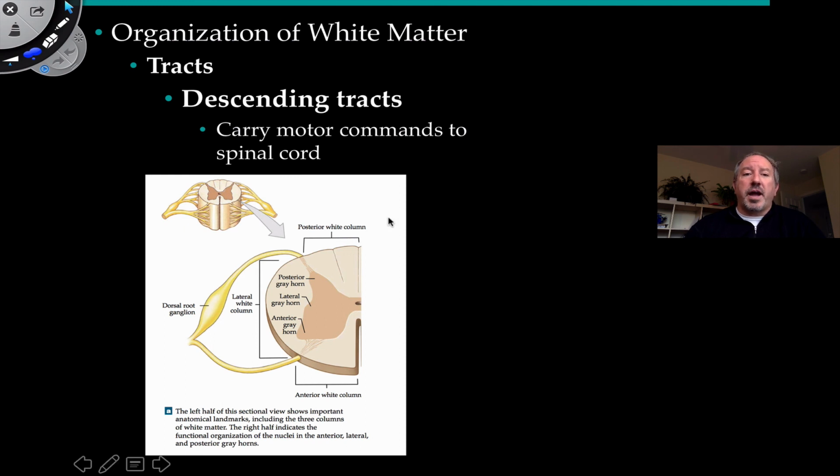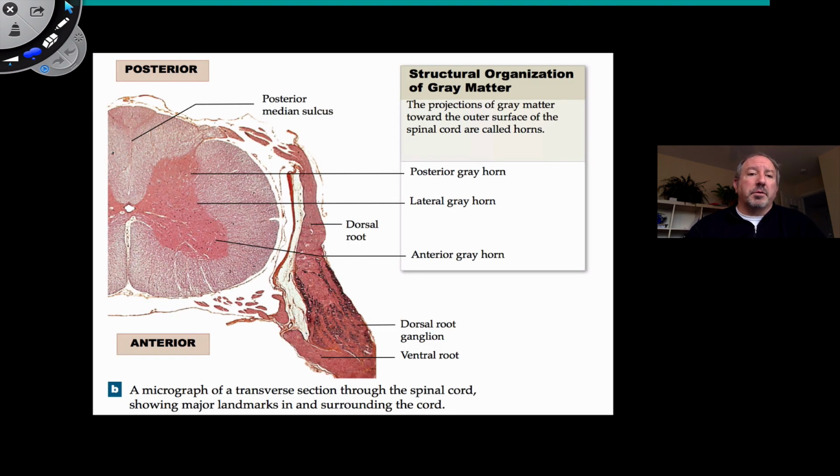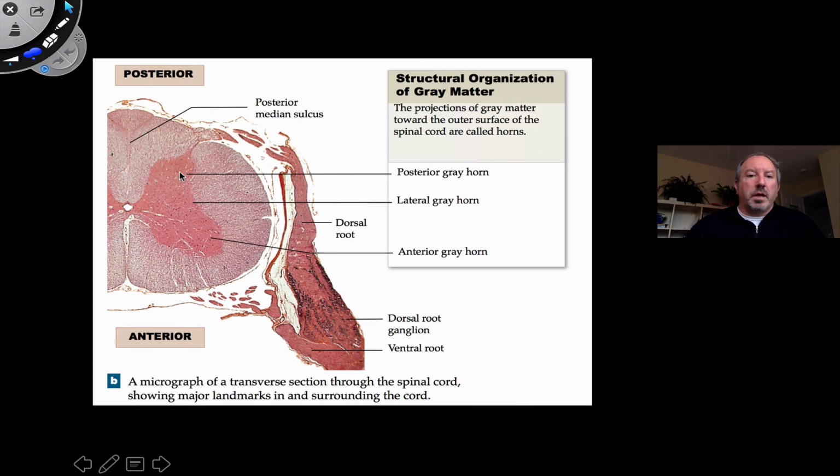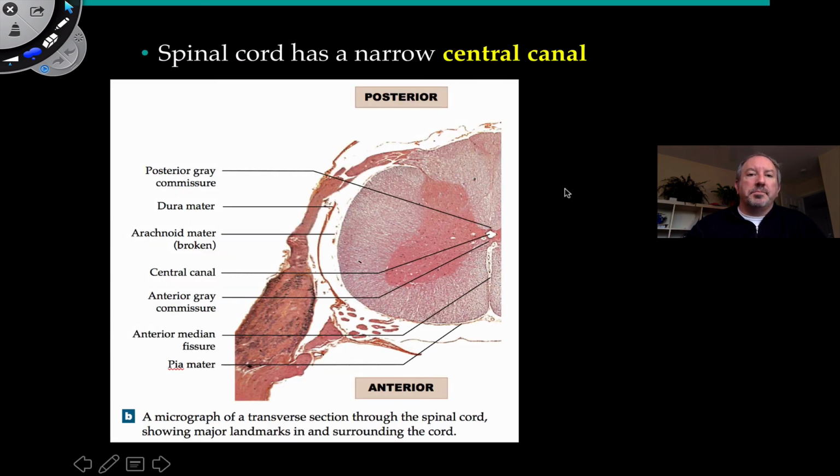And then descending tracts are carrying information, or basically motor commands, to the spinal cord or in a downward direction. Descending tracts and ascending tracts inside the white matter of the spinal cord. And again, you can see here, light microscope, the gray matter has a darker color and the white matter is a little bit lighter over here. And you can see this is emphasizing the horns of the gray matter. That's pretty cool.